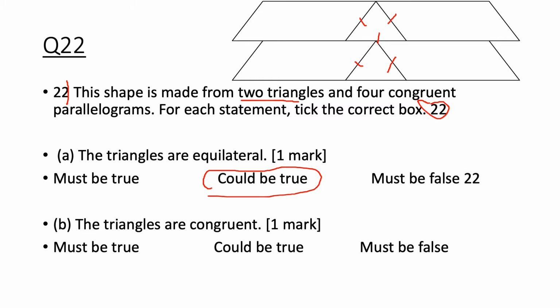Right, guys, for part B, the triangles are congruent. That must be true, based on the statement in the question, guys. It says we have 4 congruent parallelograms, so that fits in with that, that fits in with that, and that would have to fit in with that triangle there. So it's the same size, but it's not necessarily the exact same type of triangle, if that makes sense. Okay, so that's my answer for that. So that's question 22.